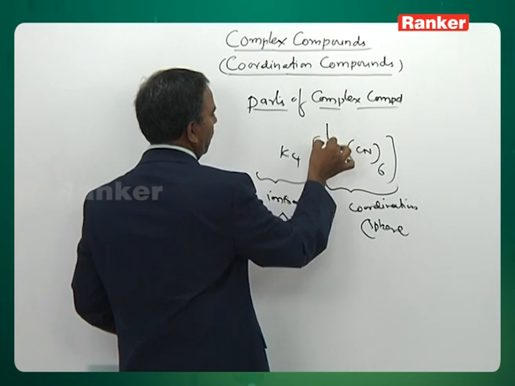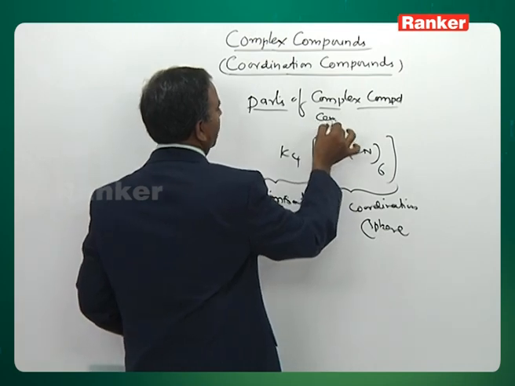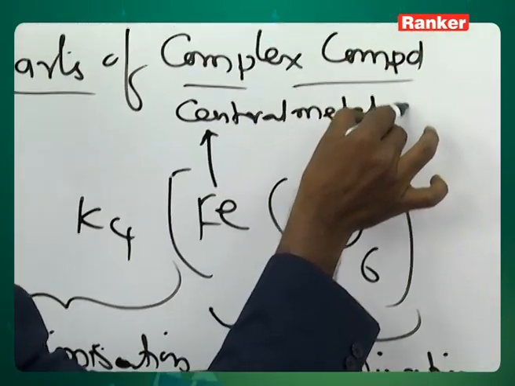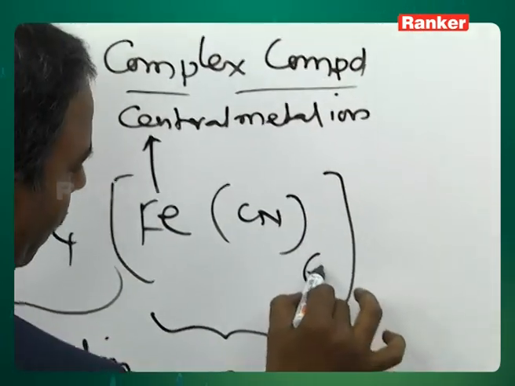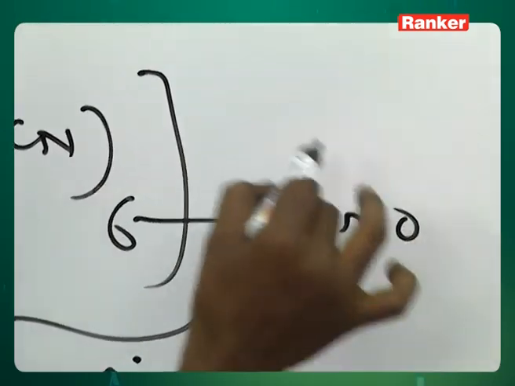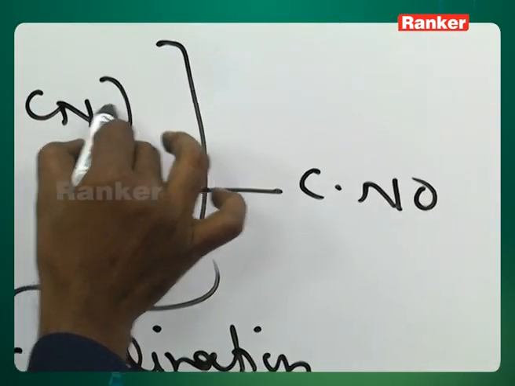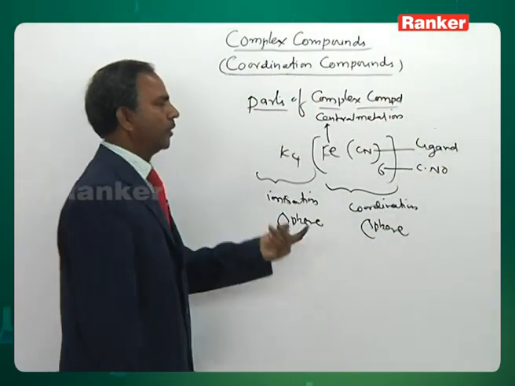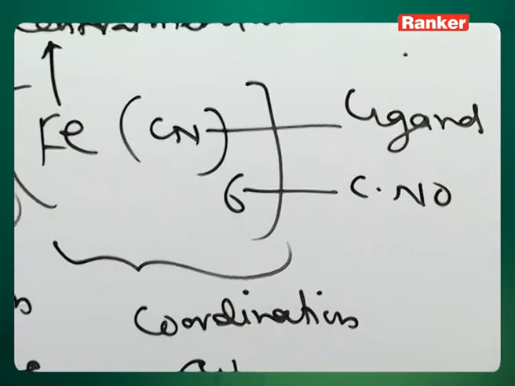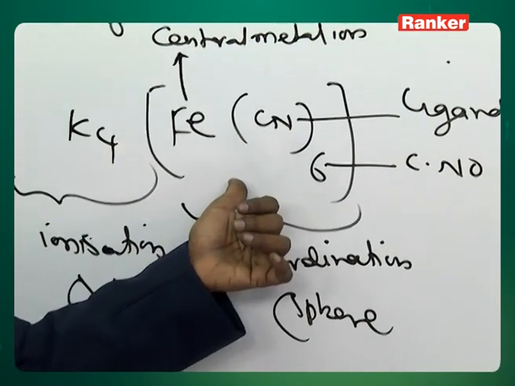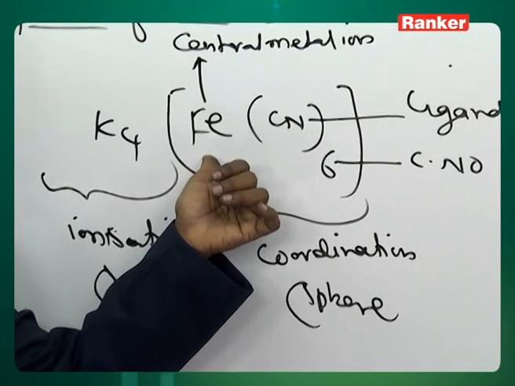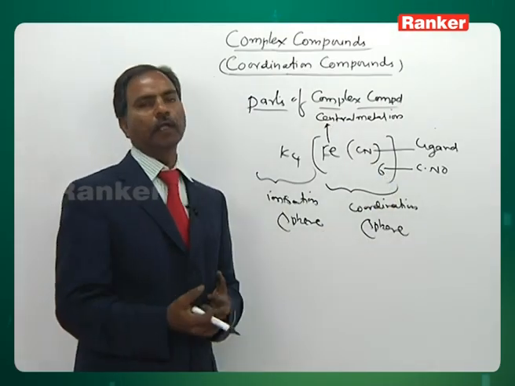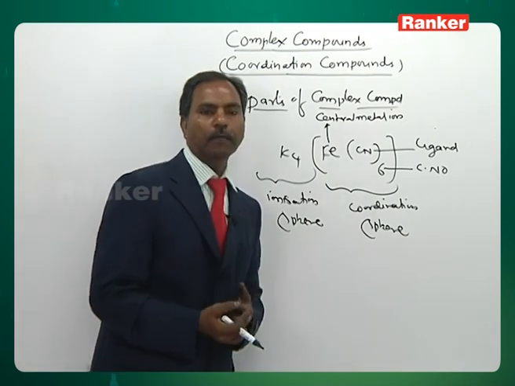This particular part we call the central metal ion. This we call the coordination number. This we call the ligand. These are the parts of a complex compound: the ionization sphere, the coordination sphere, the central metal ion, the coordination number, and the ligand.